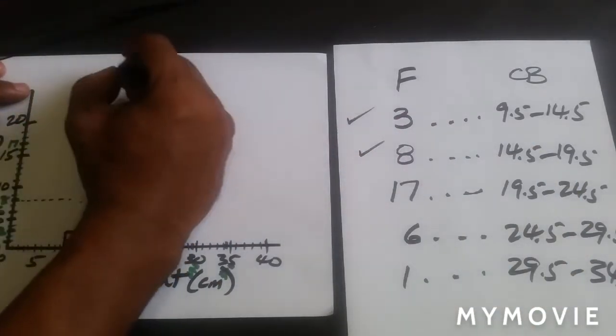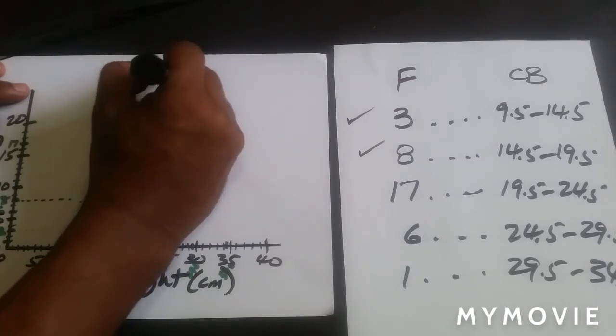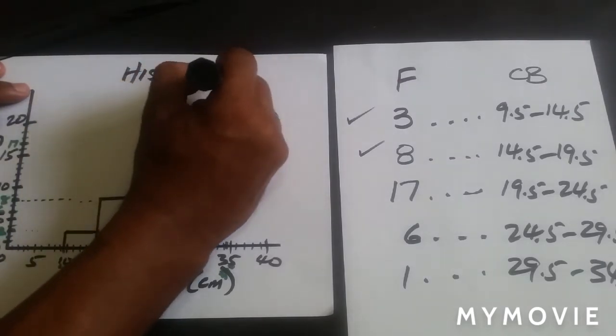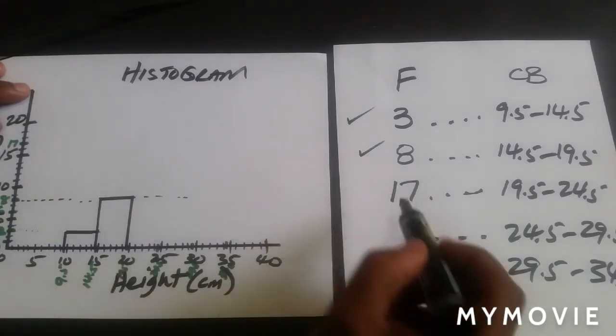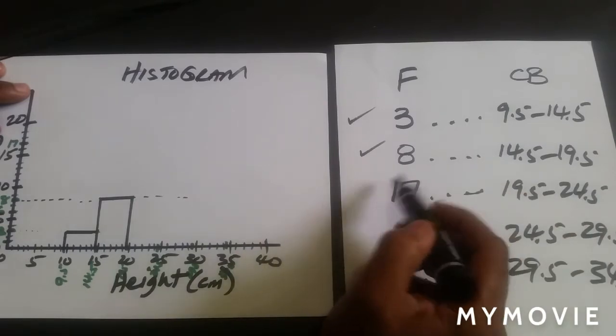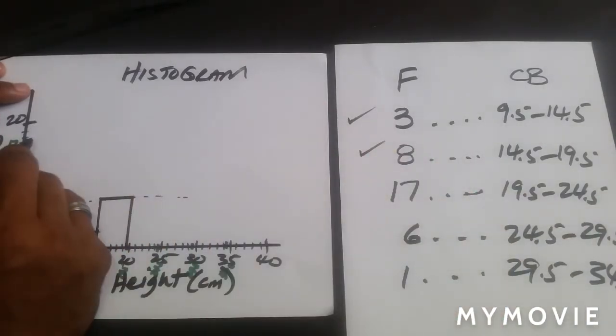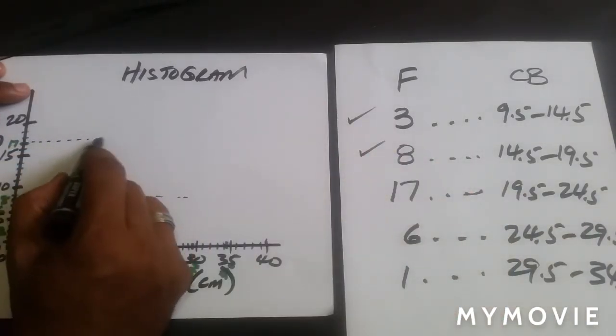All right, again, focus is histogram, crash course. All right, next one now, 19.5 to 24.5. That's the tallest bar. So we're going to just establish that height, which is up here, 17.